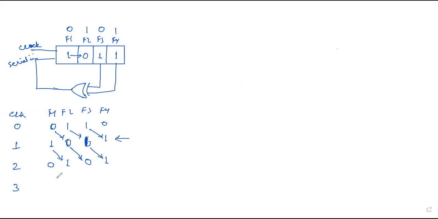Okay, so now what will be the content of F1 in the third clock pulse? Now the contents of this have become 0, this has become 1, this is 1, and this is 0. Based upon these contents, the output will be 1. This 0 will shift here, this 1 will shift here, and this 0 will shift here.